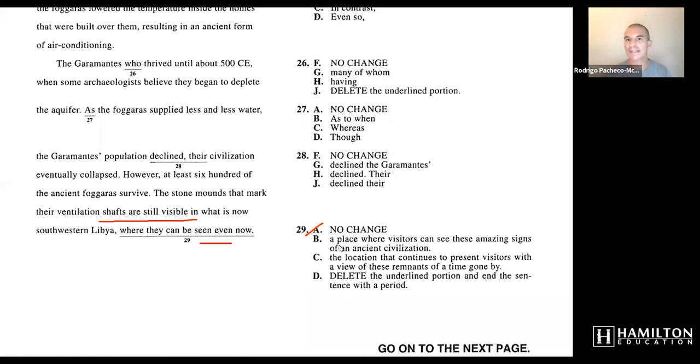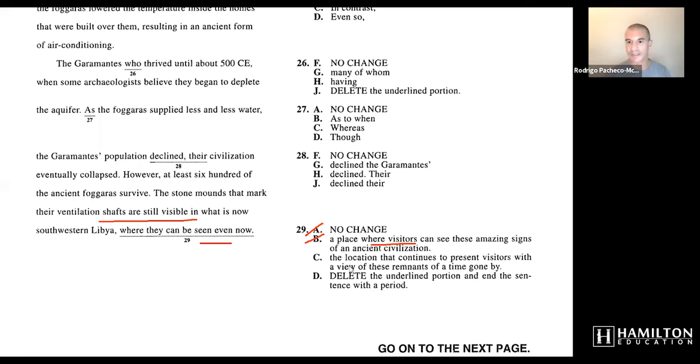B, this might seem like it's more specific, a place where visitors can see these amazing signs of an ancient civilization. This information might be new, but again, this is something that we can infer based on what's already been presented here, that these ventilation shafts are still visible. Not only that, but this introduces new ideas that the essay does not explore. That's not really the focus of the essay. So we can also eliminate B.